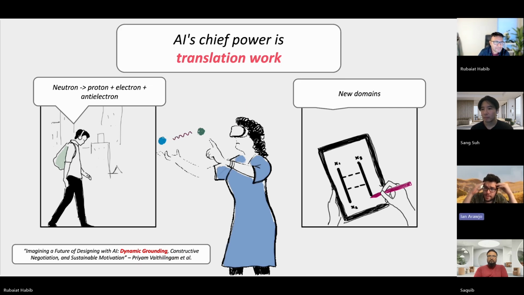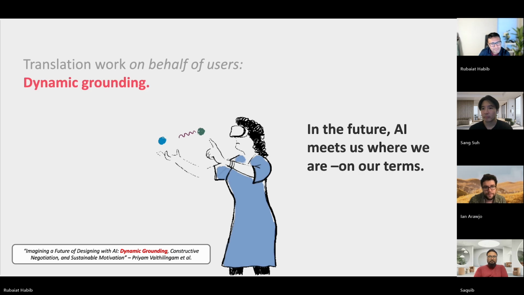What this really underscores for me, that I keep going back to in a lot of my work, is that the chief power of a lot of these large language models today is really performing what I call translation work, or translating between representations. And in the past, it was really hard to get computers to do this in a way that approximated human behavior. And when this translation work is done on behalf of the user with their unique context and grounded in, for instance, in this situation, their physical world, we call it dynamic grounding. And this is a concept where we develop AI systems which meet us where we are on our terms.